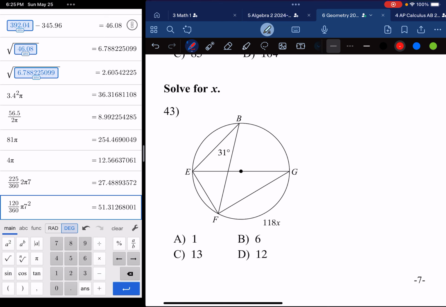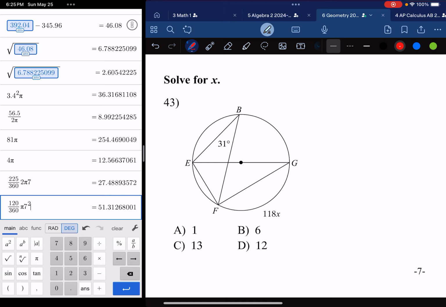What about number 43? In number 43, it's more inscribed angles. This one is a little bit trickier. So here's my inscribed angle that I'm looking for. It's inscribed because it's touching the edge of the circle. That inscribed angle here is going to double. So this 31 is going to double, and it's going to talk about this arc length up here. So this arc length is going to be 62, because double 31.